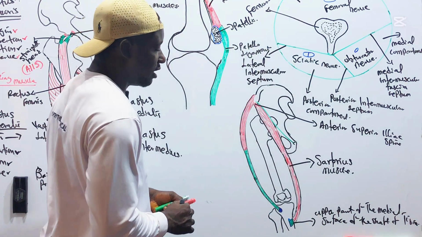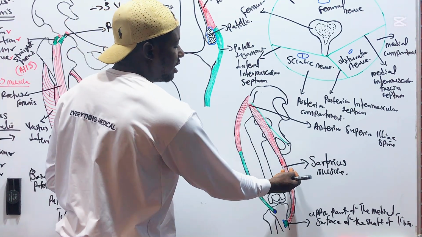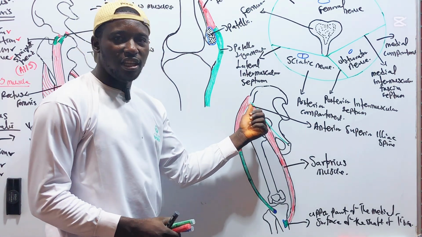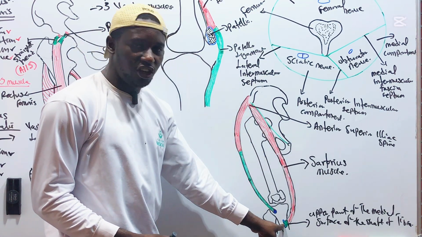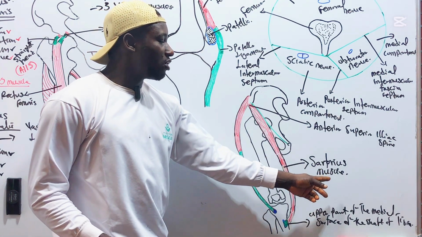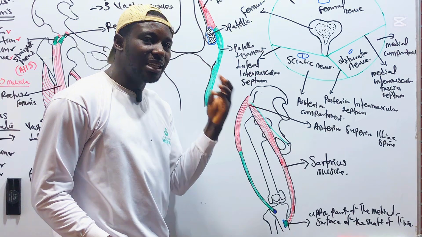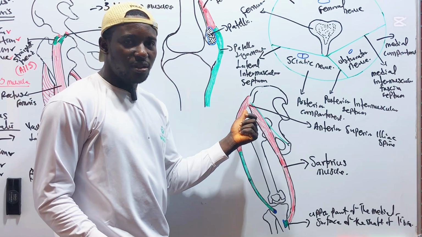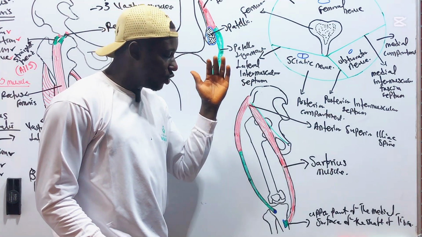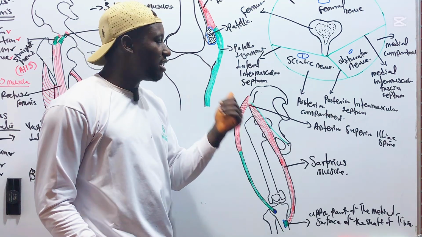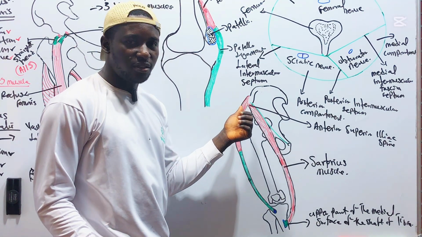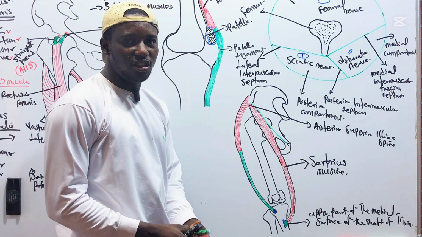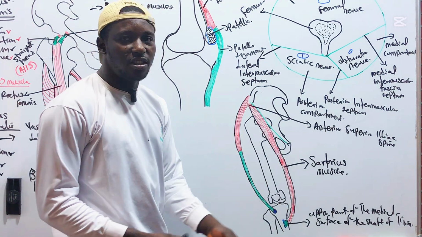That is the insertion. Now, what is the action of the sartorius muscle? Recall that it is found in the hip joint region and in the knee joint region. So, the sartorius muscle is the lateral rotator of the hip joint. It also flexes the hip joint and also abducts the hip joint. While in the knee joint, it is only the flexor of the knee joint. So that is all about the action of the sartorius muscle.